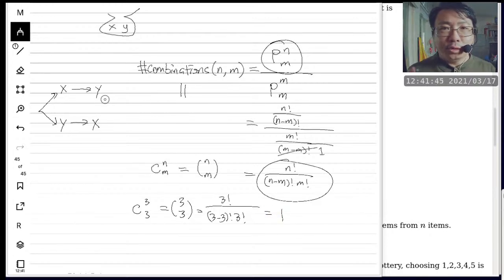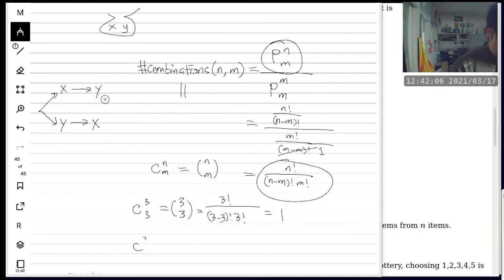I want you to choose 3 items out of 3 items, but ordering is not important. Does that make sense that the answer should be just 1? Yep. Very good. Let me ask you another question then.